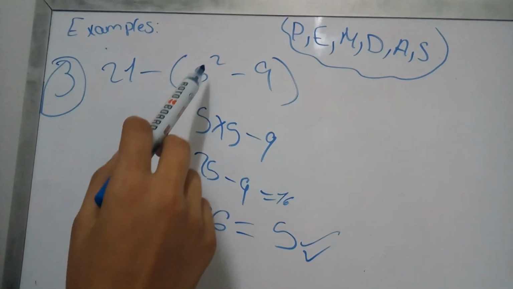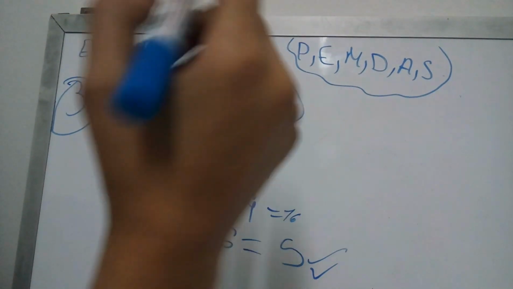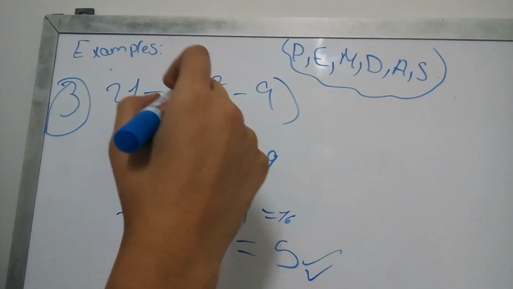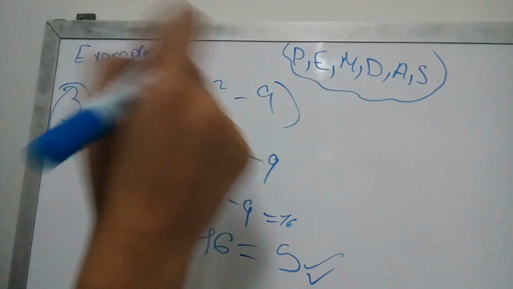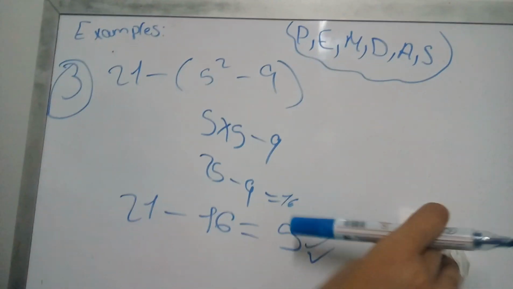First, we'll solve the parentheses. Okay, what do we have in the parentheses? We have exponents and subtraction. Which one comes first? The exponents. So we'll solve the exponents, then we'll subtract, and then we'll do what's out of the parentheses. Okay?